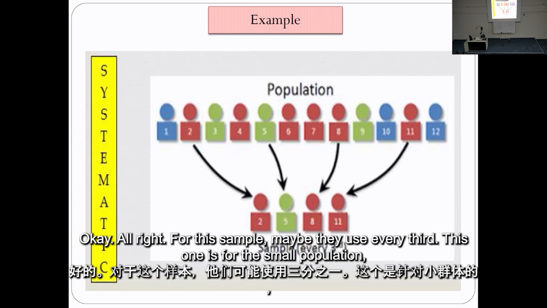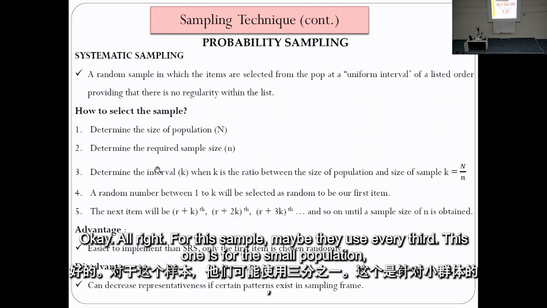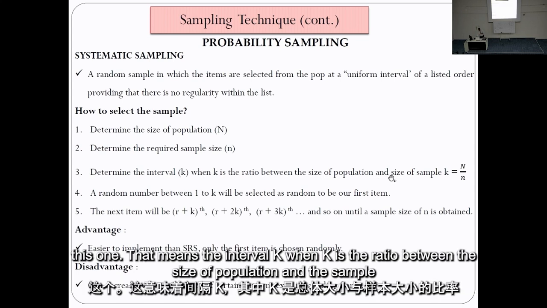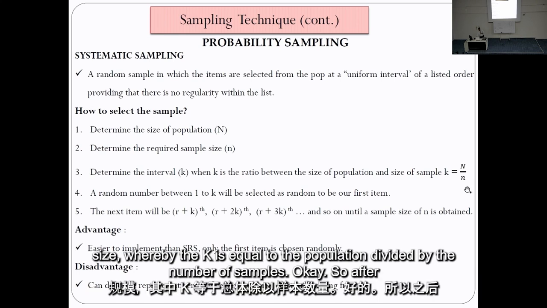For this sample, maybe they use every third. This one is for the small population, right? So how about when it involves a larger population? That is why you need to understand this one. Determine the interval k, where k is the ratio between the size of the population and the sample size, whereby k is equal to the population divided by the number of samples.